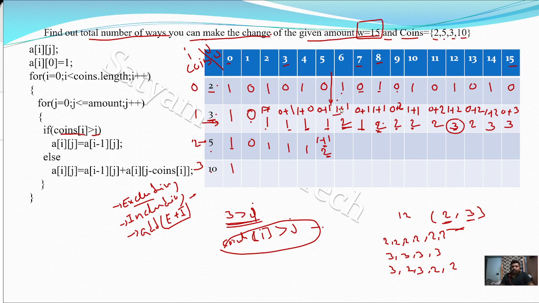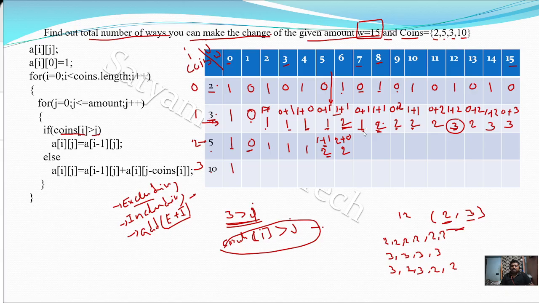2 ways to make 5, and now 6. Without including 5, you know already the 2 and 3 combinations, so you take that direct value 2, plus, if you include the value 5, that means 6 minus 5, 1. In the 1 column, children, you can see the value here is 0. So that's why the value is 2 here.